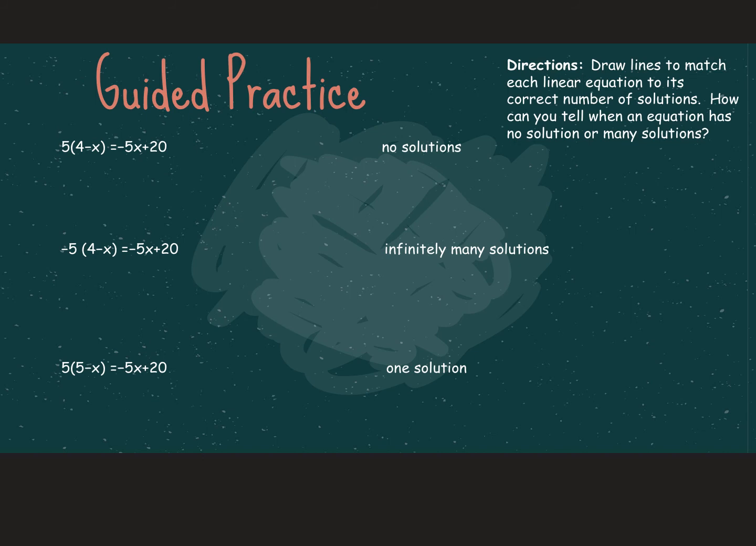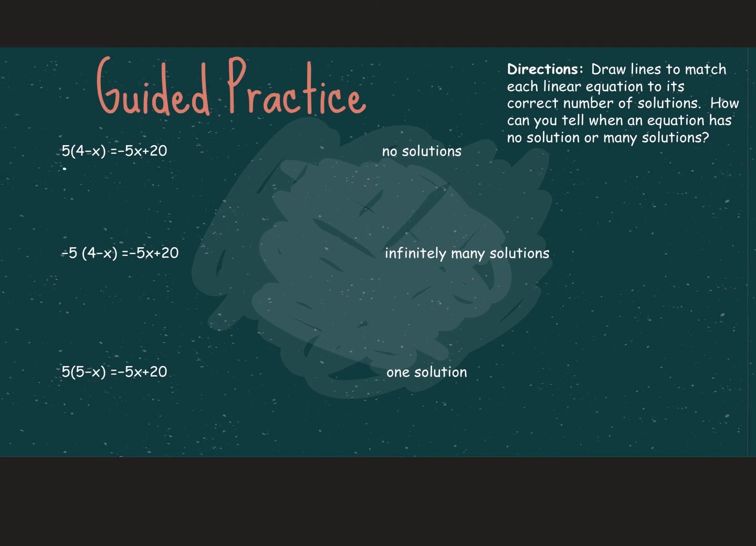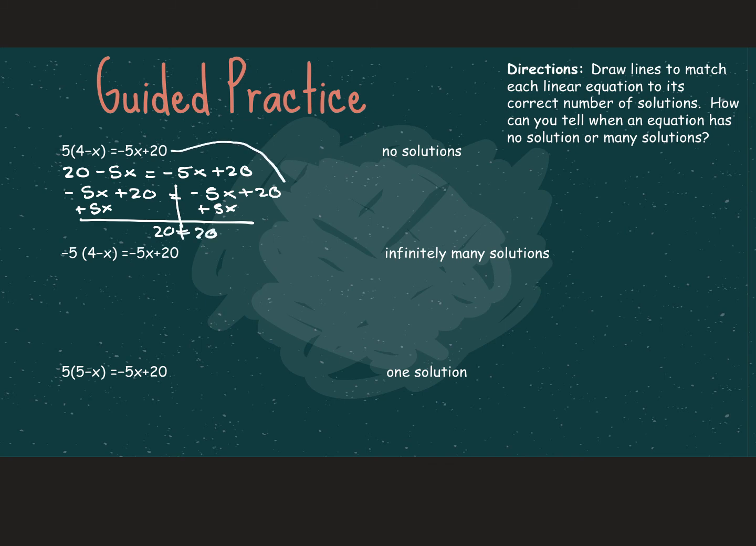All right, so we have 5 times 4, which gives me 20. 5 times a negative x, which gives me negative 5x. And that is equal to negative 5x plus 20. All right, so if I rearrange my left side, I have 5x plus 20 is equal to negative 5x plus 20. And we notice here that we have the same thing on both sides. We can definitely go ahead and continue solving. And we get 20 equals 20, which tells me that I have infinitely many solutions.